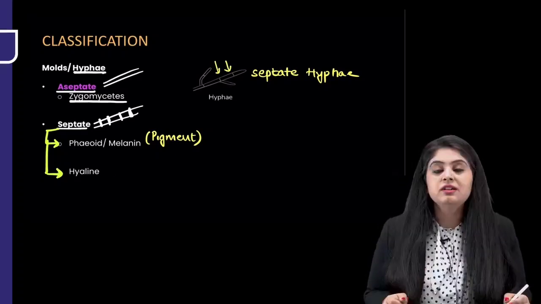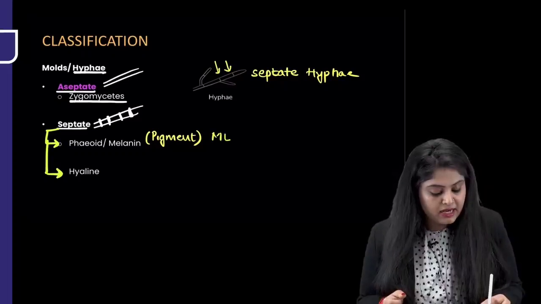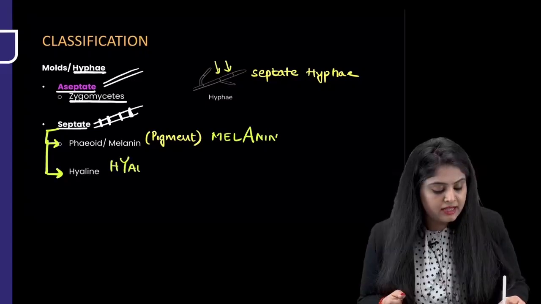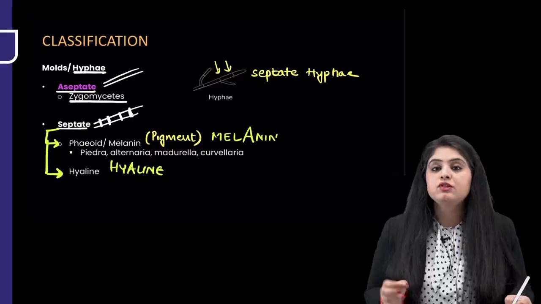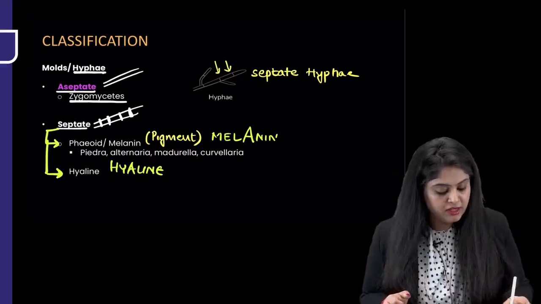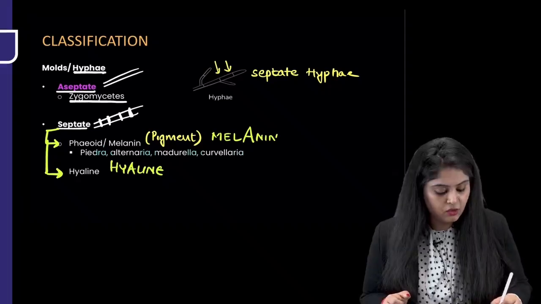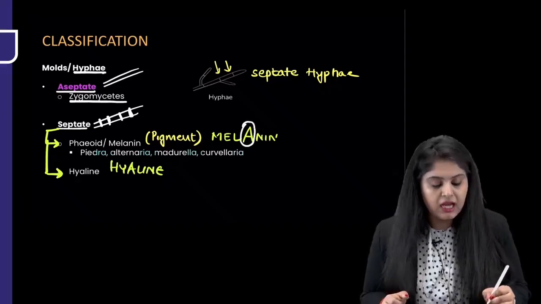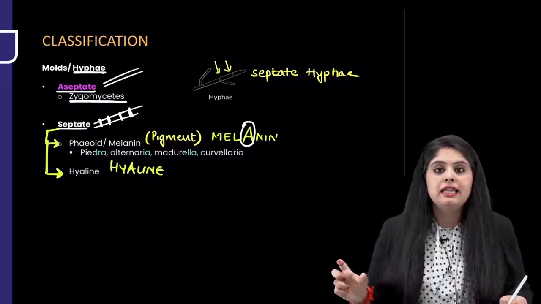So now I'm going to change the methodology or the pronunciation a little. So now I'm going to call it melanin. Why am I calling it melanin? And hyaline, I'm going to call it as hyaline. That is how I'm going to change the terminology. Remember that under the melanin one, all the things are going to come under it. Means Piedra, Alternaria, Madurella, Curvularia. These are all the ones which are going to contain melanin or pheoid. So repeating, Piedra, Alternaria, Curvularia, Madurella, AA things.